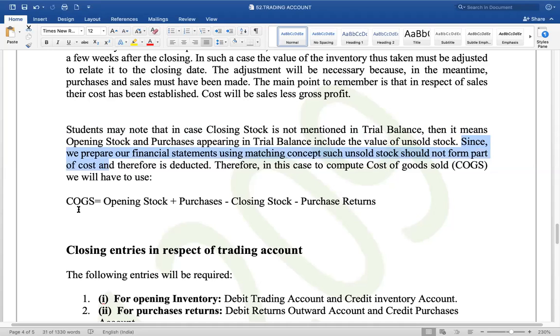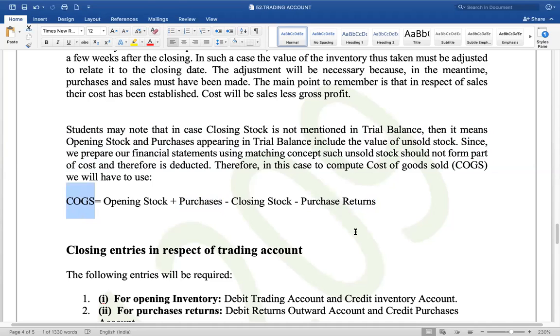And how do you calculate? Opening stock plus purchases minus closing stock minus purchase returns gives you cost of goods sold.